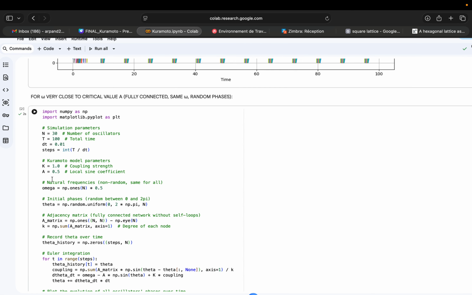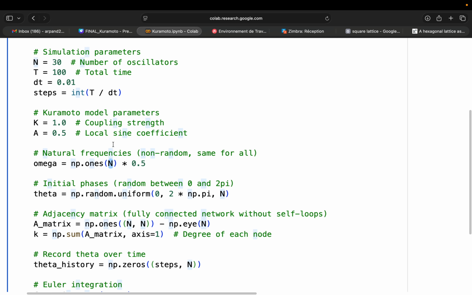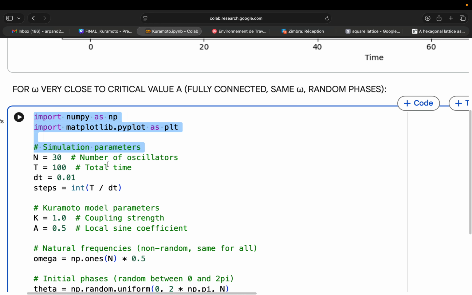Now you just look at my code. Here we have chosen omega as np dot ones. np is basically defining an array of ones, times 0.5. That means all the omegas are 0.5. It's actually good to define an array just to keep track of all the n omegas. It's an array of size n because there are n oscillators, which is 30 in this case, I told you.